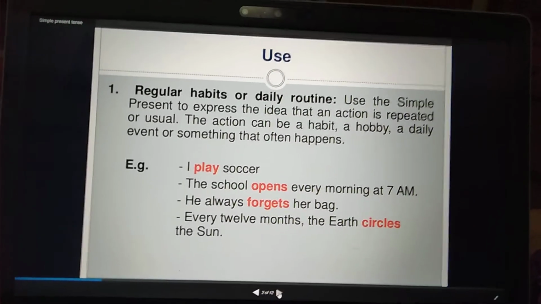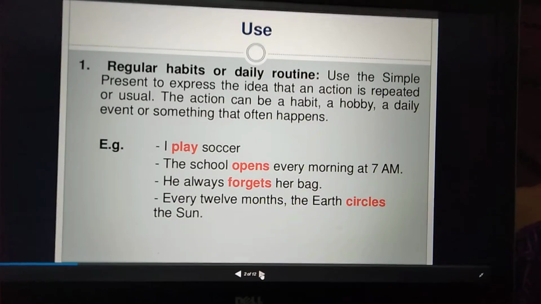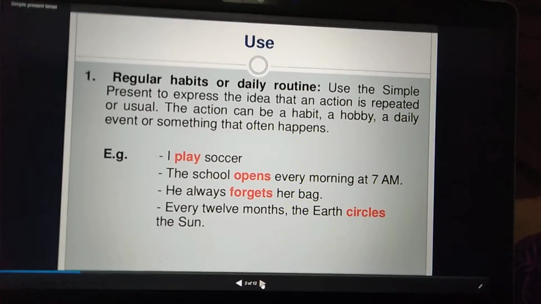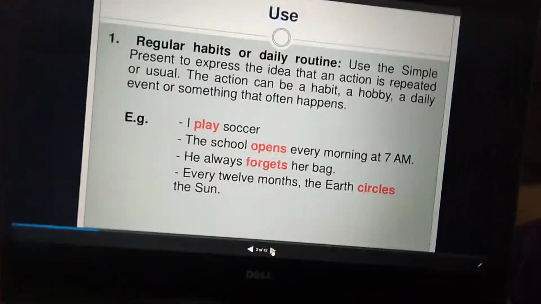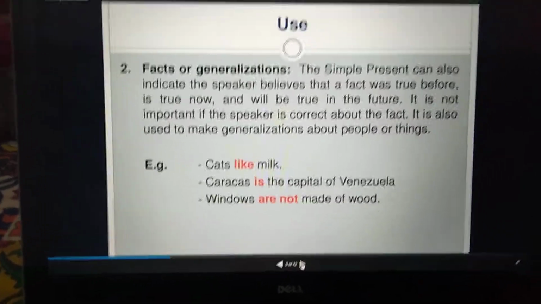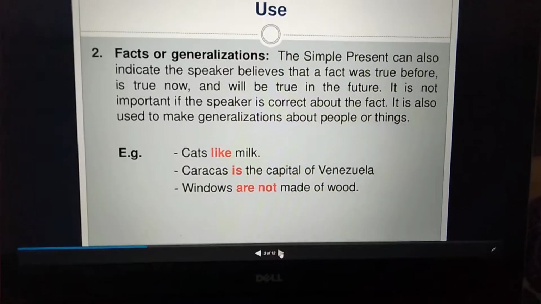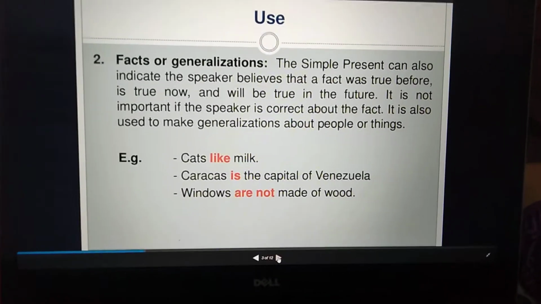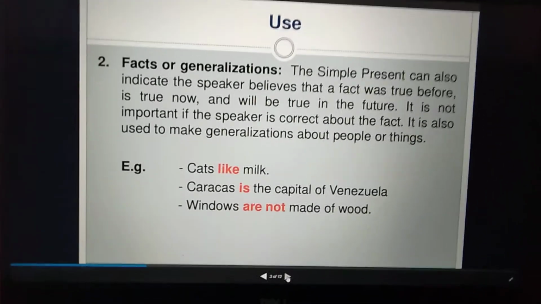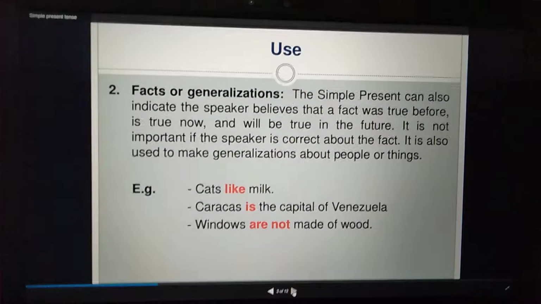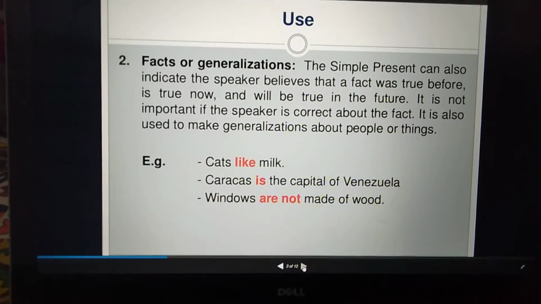Clear? See, the words written in red color are the verbs of the sentence. So from the verb we know that this is the present indefinite tense. Now the next use of the present indefinite tense is that it's used for facts or generalization. Now what does it mean? In other words, the present indefinite tense is used for universal truths. Now what are universal truths? That action or that thing which is the same all over the universe, for such things we use the present indefinite tense.